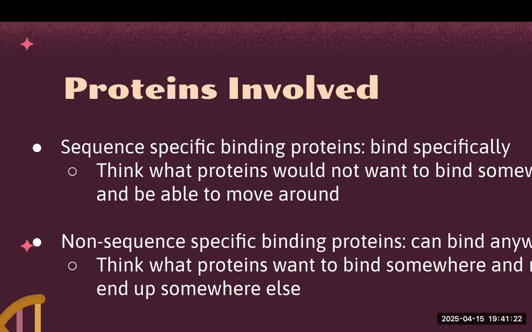Some of the proteins involved: we have sequence-specific binding proteins, which, like the name says, bind specifically to a certain sequence. For those, think about things that don't want to move. They want to bind to that specific sequence and not move around at all. That would cause problems. And then we have non-sequence-specific binding proteins that can bind anywhere. For this one, think of proteins that need to bind, but then we need them to move around. If they were sequence specific, they wouldn't be able to do their job because they wouldn't be able to move to different sequences. We'll talk about that.